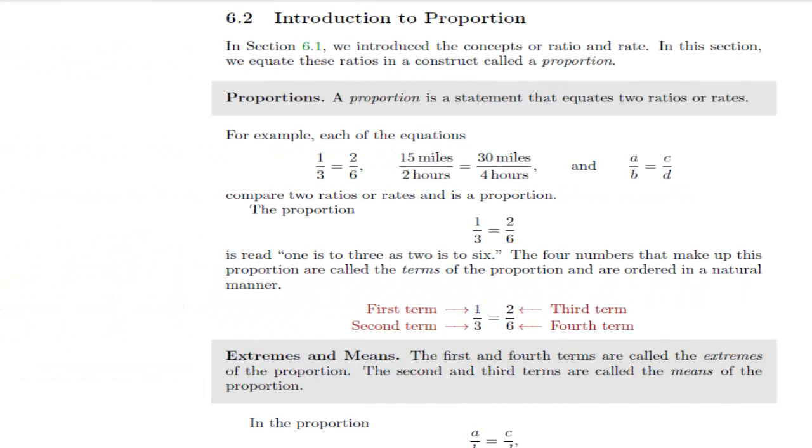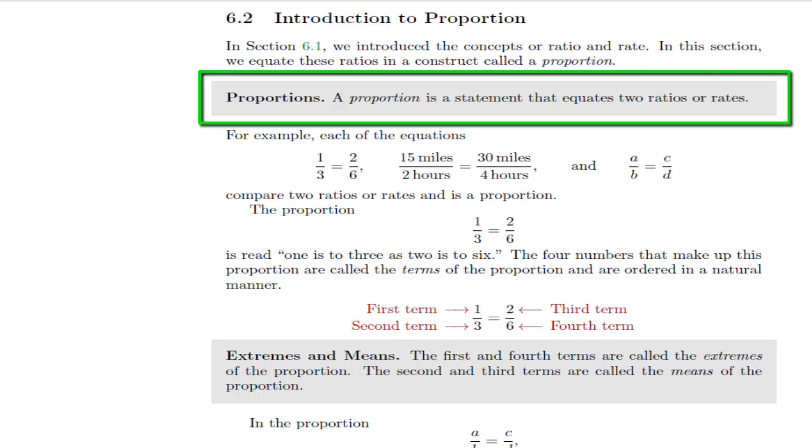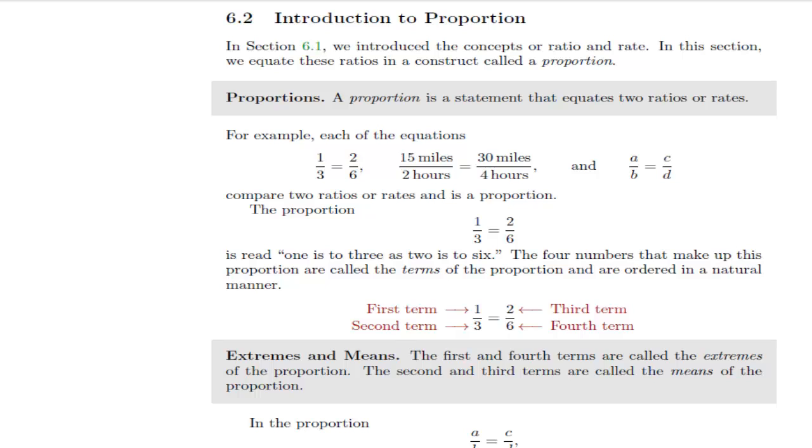In Section 6.1 we introduce the concepts of ratio and rate. In this section we equate these ratios in a construct called a proportion. A proportion is a statement that equals two ratios or rates. For example, each of the equations, 1/3 equal to 2/6, 15 miles over 2 hours equal to 30 miles over 4 hours, and A over B equals C over D compare two ratios or rates, and is a proportion.